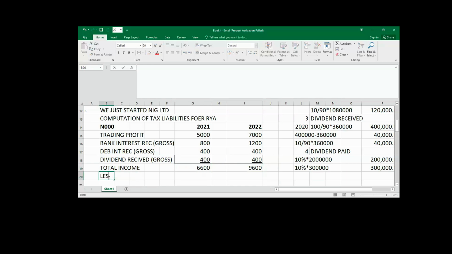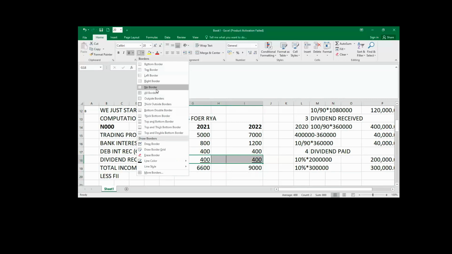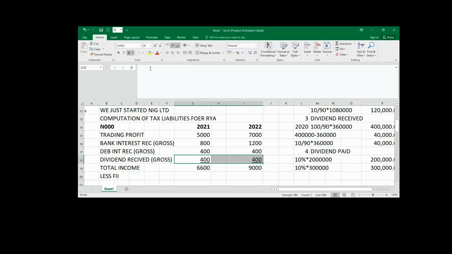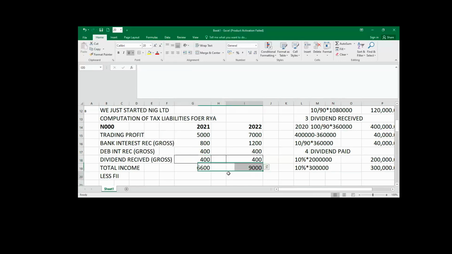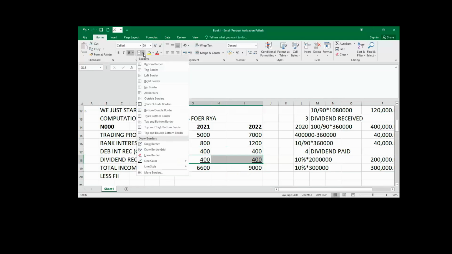Out of this income, we have an income that is called franked investment income, FII. Which income is franked investment income out of this total income? Yes, thank you. Dividend received. This dividend received is a franked investment income.